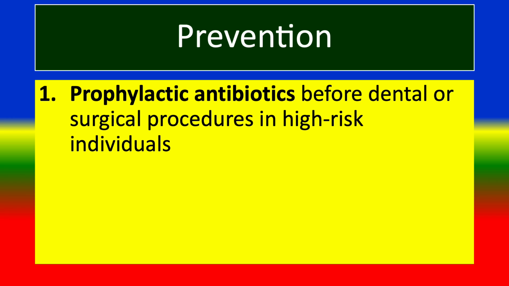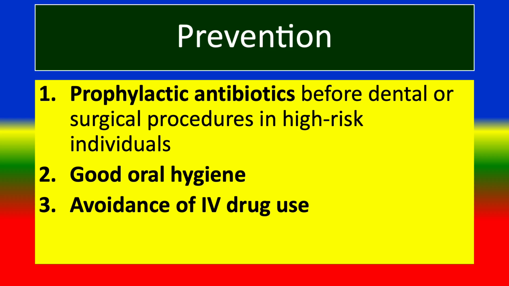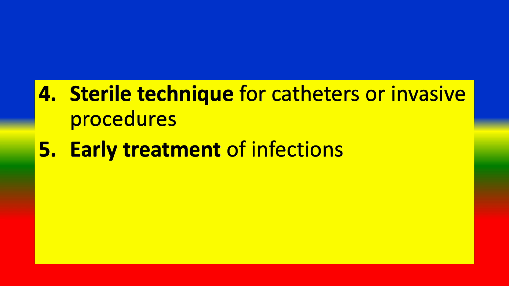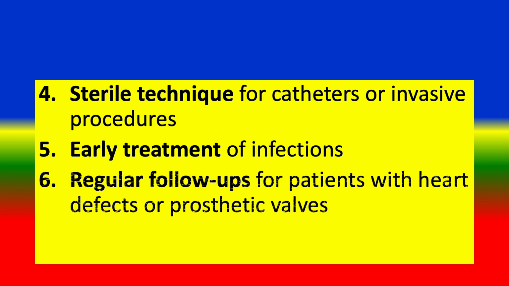Prevention. 1. Prophylactic antibiotics before dental or surgical procedures in high-risk individuals. 2. Good oral hygiene. 3. Avoidance of IV drug use. 4. Sterile technique for catheters or invasive procedures. 5. Early treatment of infections. 6. Regular follow-ups for patients with heart defects or prosthetic valves.